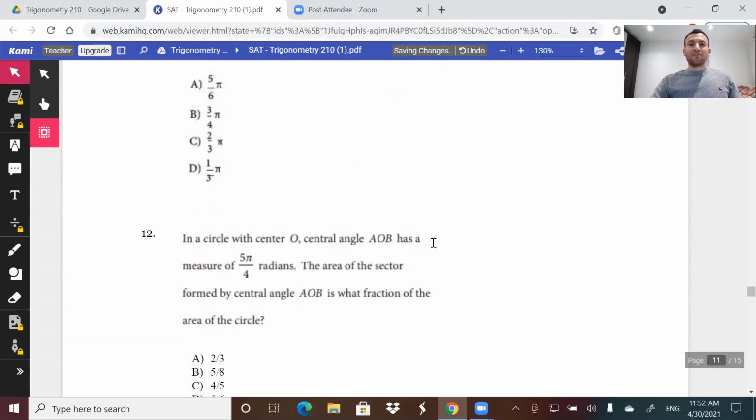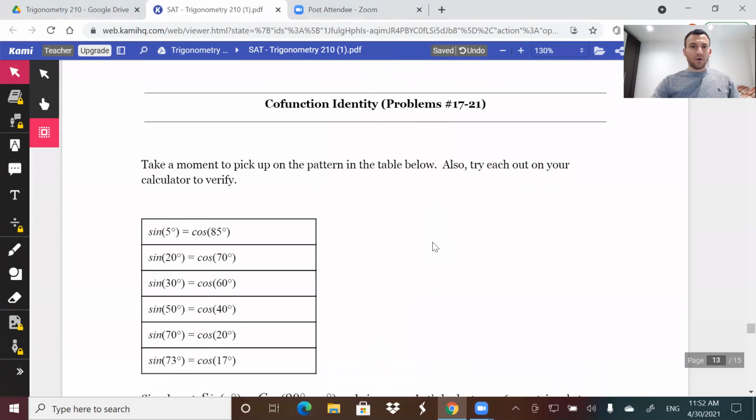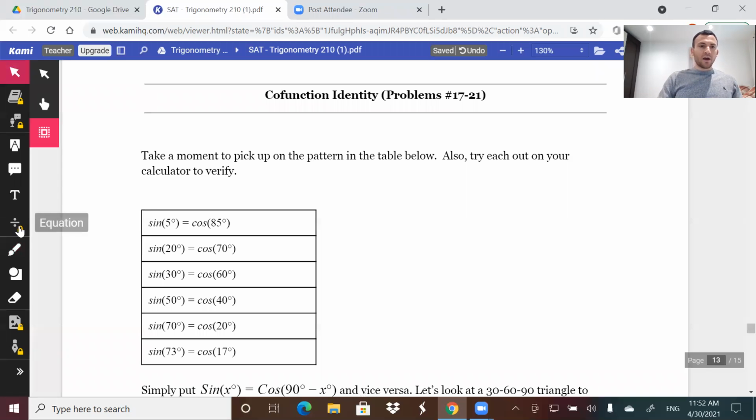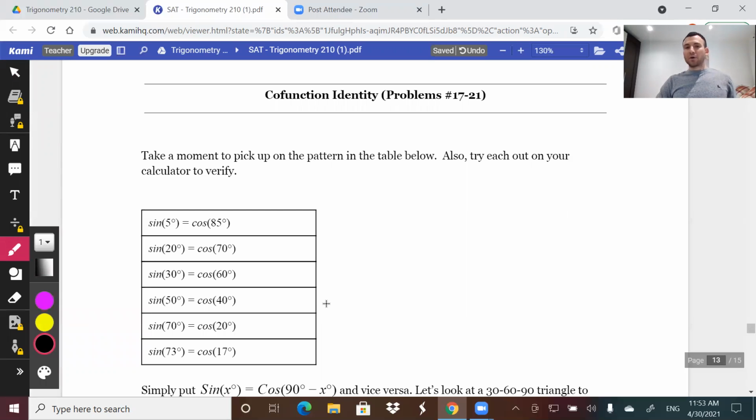Okay. The final thing you'll see with trigonometry on the test is something called the cofunction identity. I encourage you to have your calculator with you or to pause the video and grab it because I want you to see something right now. In your calculator, plug in sine 5. Make sure your calculator's in degrees, not radians, but plug in sine 5 and hit enter. Plug in cosine 85 and hit enter. You should get the same number. Try it for the entire table.